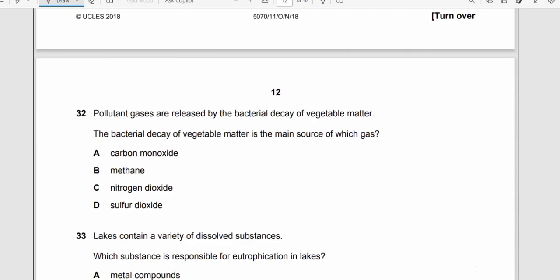Pollutant gases are released by the bacterial decay of vegetable matter. Which gas is produced by the bacterial decay of vegetable matter? Carbon monoxide? No. Methane? Yes. Unburnt hydrocarbons and nitrogen dioxide are produced at high temperature. Sulfur dioxide is produced by burning. And methane is produced by biochemical decay. Large alkanes are converted into small alkanes like this, and this forms methane.